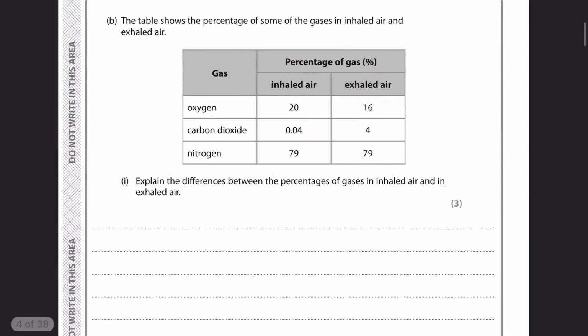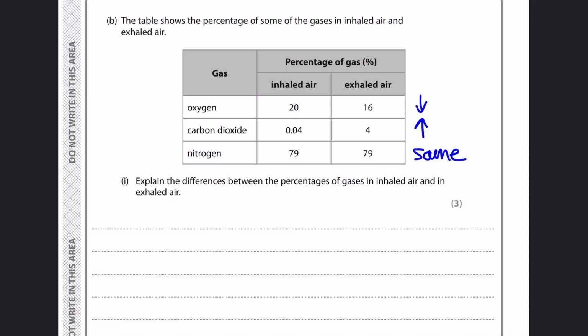Okay, next question. So this is a table that shows you the percentage of gas, these three gases, in inhaled and exhaled air. So just take a look at it first before you even look at the question. Just try to understand the table. For oxygen, when you inhale is 20, and then when you exhale is 16%. Therefore, overall it's gone down when you breathe in and then breathe out. For carbon dioxide, it does the opposite. When you breathe in, it's only 0.04%, but when you breathe out, it goes up to 4%. And then nitrogen, it stays the same as 79%.